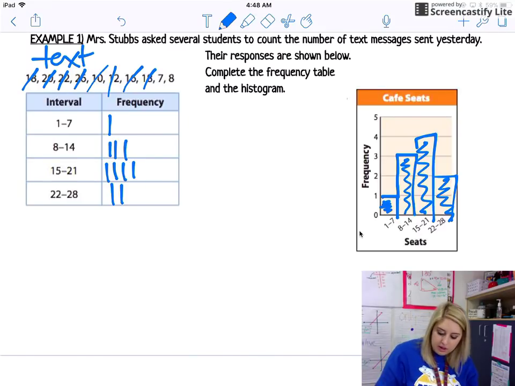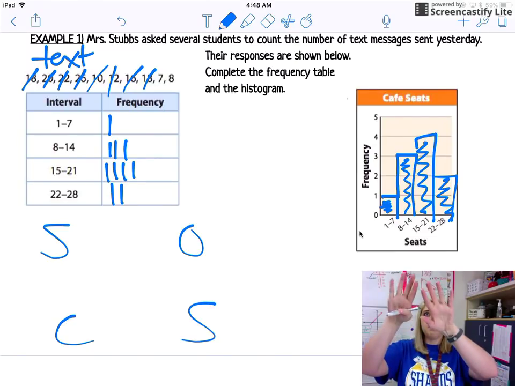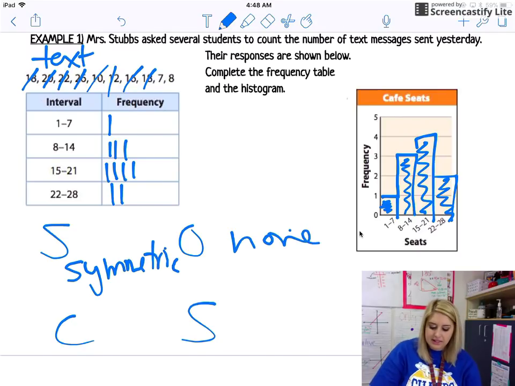So let's talk about the stats of this. The shape of this is pretty symmetrical. If you see here, it goes up to the peak and then it comes down. So I would say this is pretty symmetrical. No outliers really that I can tell.